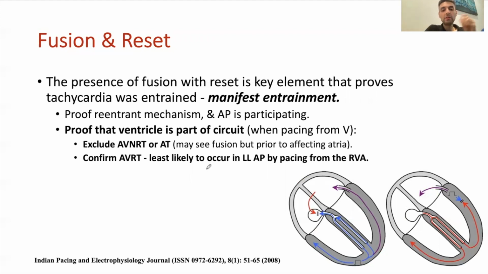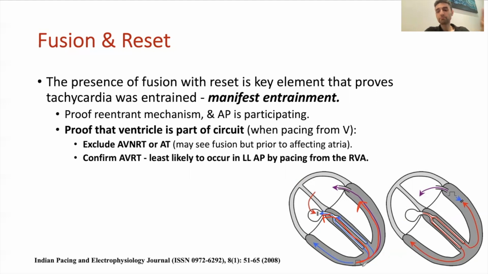And for AVRT, just of note, for a left lateral accessory pathway and you're pacing from the right side, you may not be able to demonstrate fusion and reset just because you are further away from the accessory pathway. Hence, in order to jump ahead and shortcut the circuit, you have to pace relatively fast. And when you pace relatively fast, it might not be His refractory anymore. You might go retrograde up the His, right?